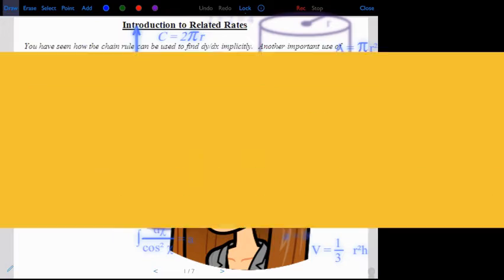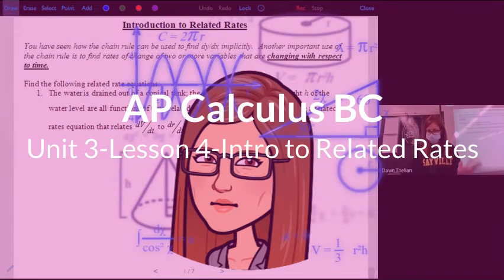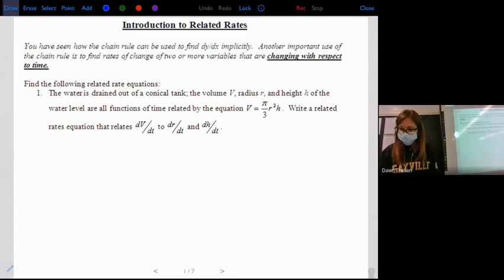In Unit 3, this is Lesson 4, and we're going to talk about related rates. And I feel like in speaking with Mr. Brown from last year, related rates is definitely a topic that you did get to spend a decent amount of time on. So I'm hoping that as I start going through this, a lot of that from last year will start to come back a little bit. And let's take a look at the lesson.